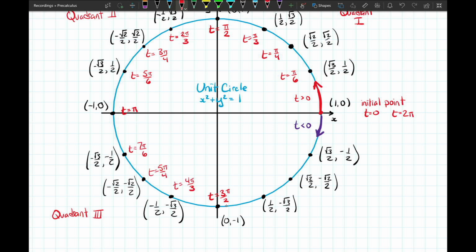Traveling to the end of quadrant 3, we'll have reached a distance around the unit circle of 3 pi over 2, which is 3/4 of 2 pi. We finally get into quadrant 4.